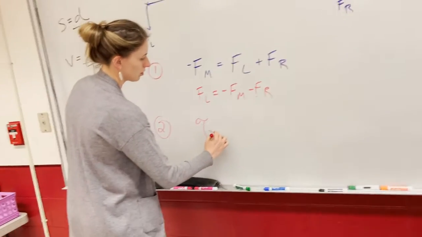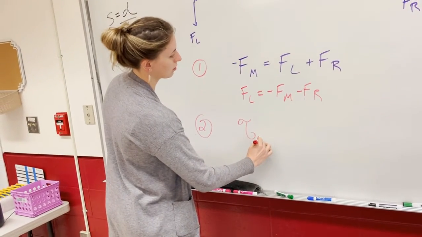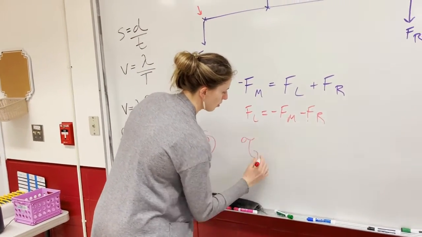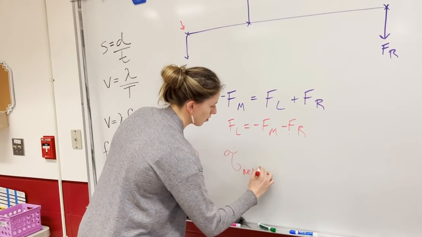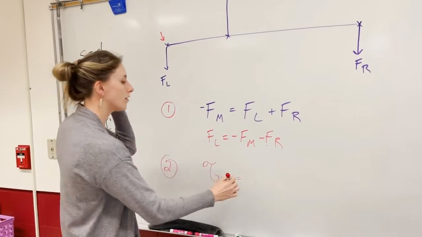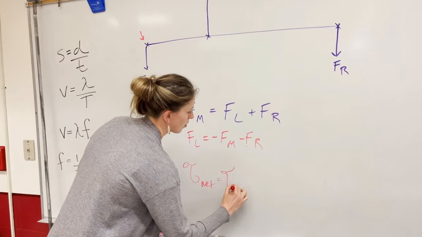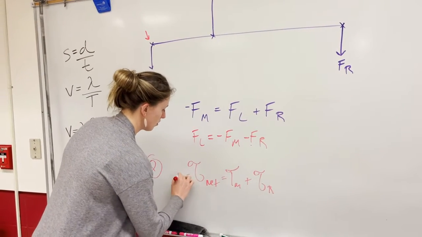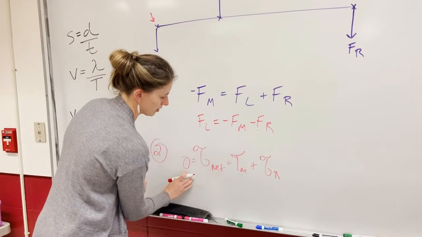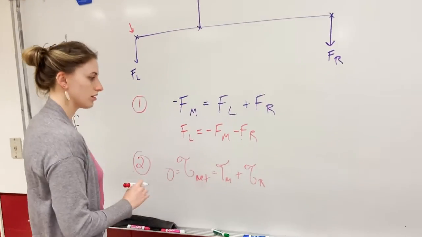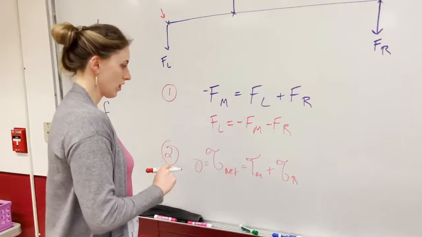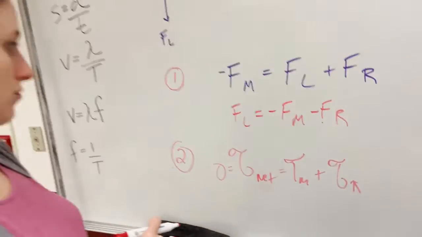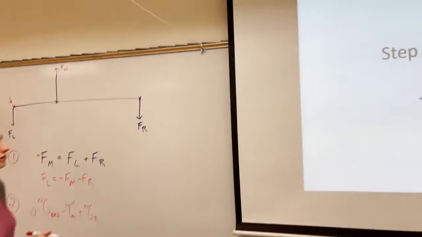Just put the net torque is equal to the torque due to the middle plus the torque due to the right equals 0. Okay, and then I can go ahead and subtract one of these on this side. Well, you're getting ahead of yourself. We just need to know this on the bottom, number 1 and number 2. We'll get to that other stuff eventually.